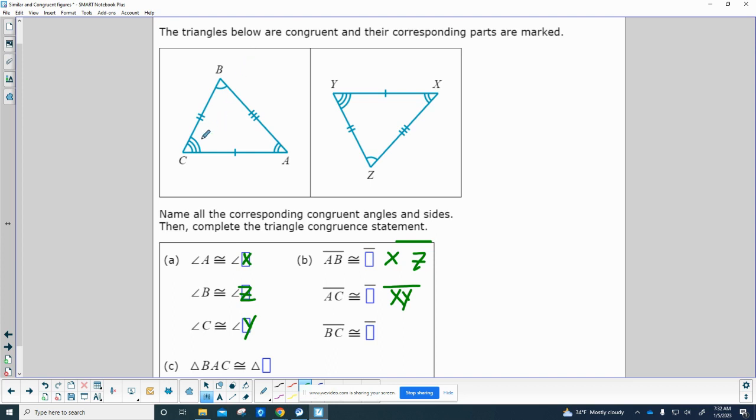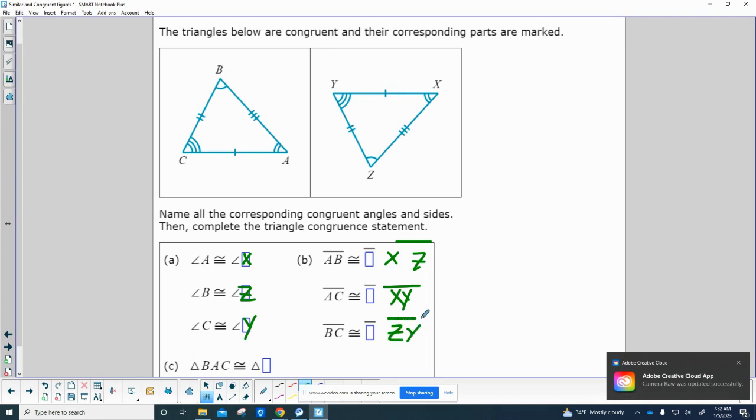And side BC goes from this corner to this corner, so that would be ZY. So we're basically just matching up the corresponding sides with the corresponding letters. And I put the letters in the same orientation, or the same direction, that they were in the first one.